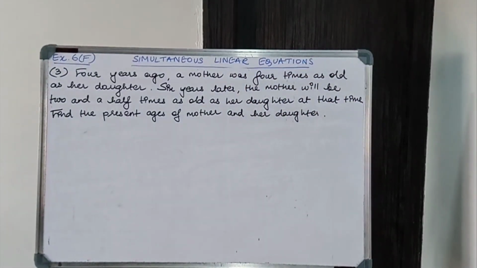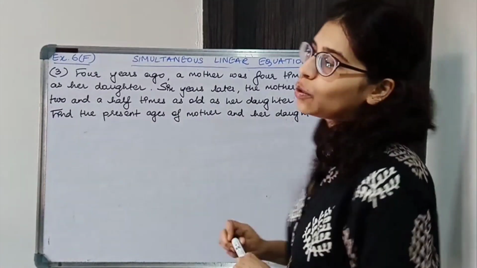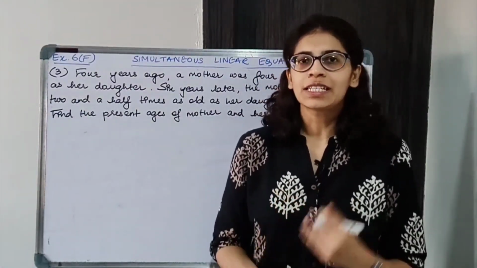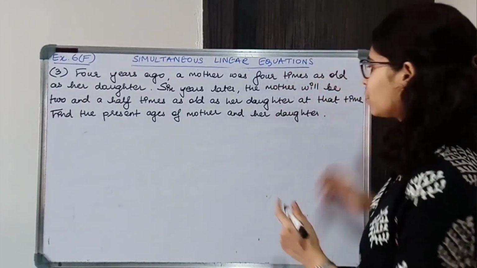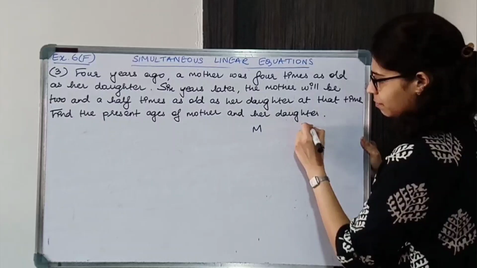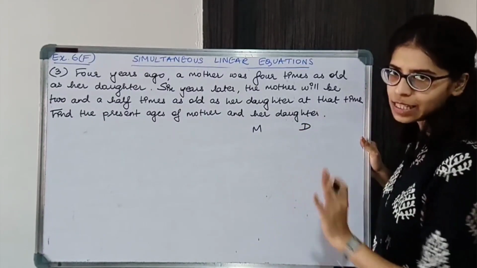4 years ago, a mother was 4 times as old as her daughter. 6 years later, the mother will be 2.5 times as old as her daughter at that time. Find the present ages of mother and her daughter. Now, there is a mother and her daughter and we have to find their present ages. So, again we'll make a table. There is mother, there is daughter. First, let's see how to solve.